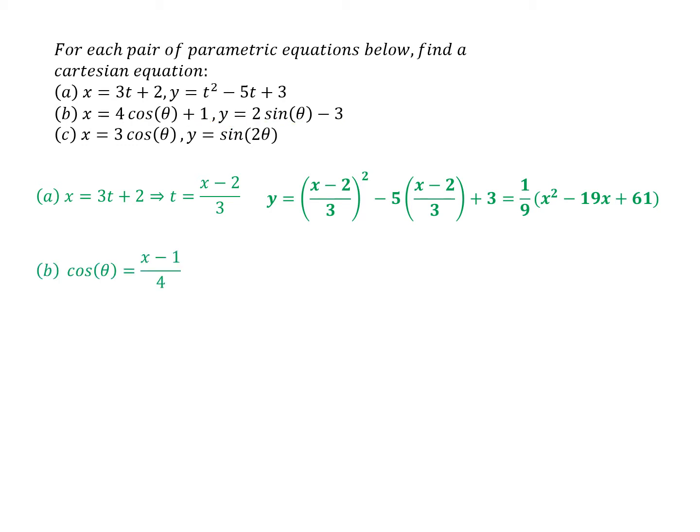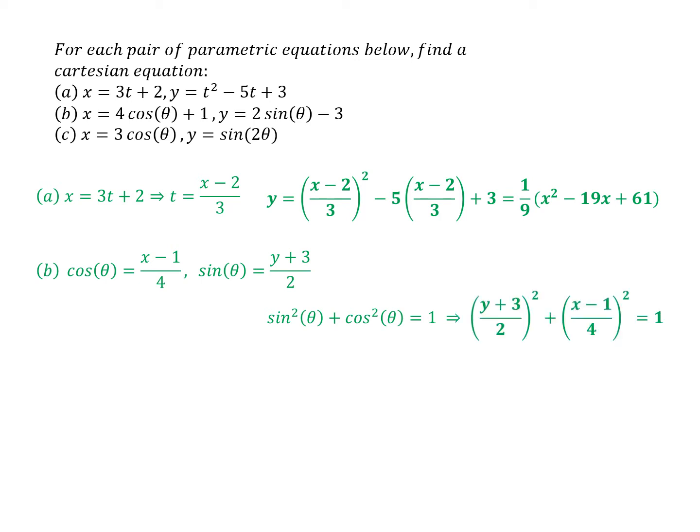So the first one rearranged gives me that expression for cos theta. When I rearrange the second one, I get this expression for sine theta, and then I can join these two together using the Pythagorean trig identity, sine squared theta plus cos squared theta equals 1, and that gives me that equation there, a nice ellipse.